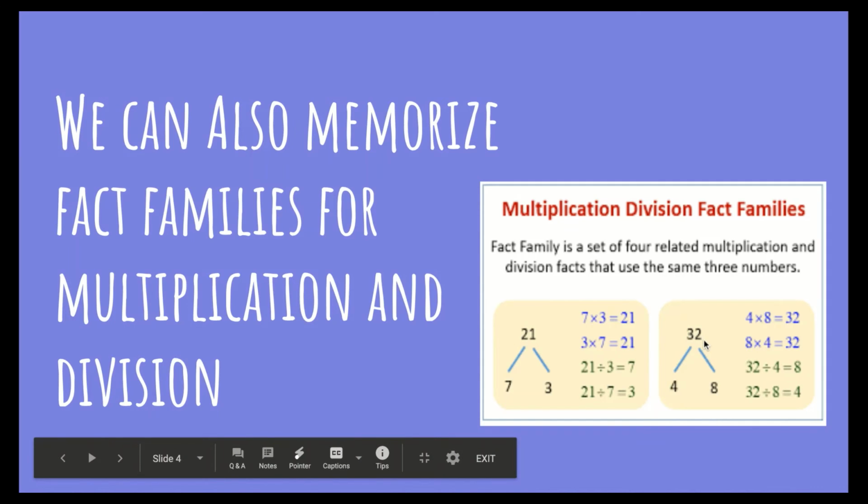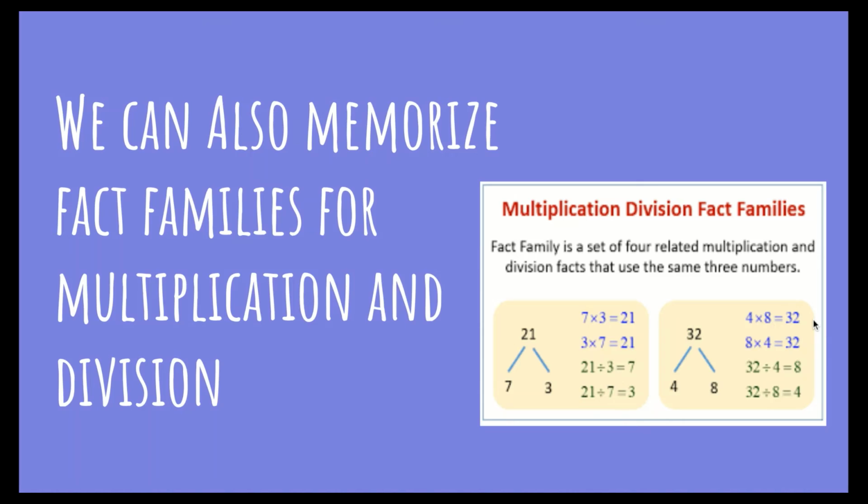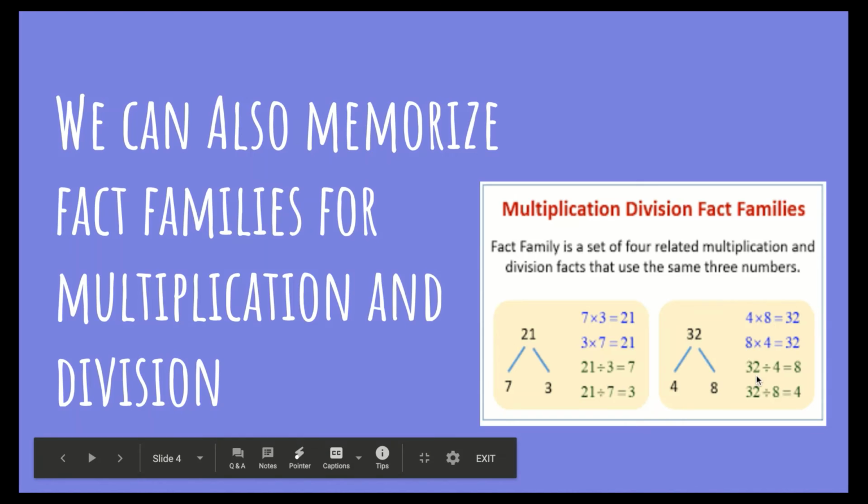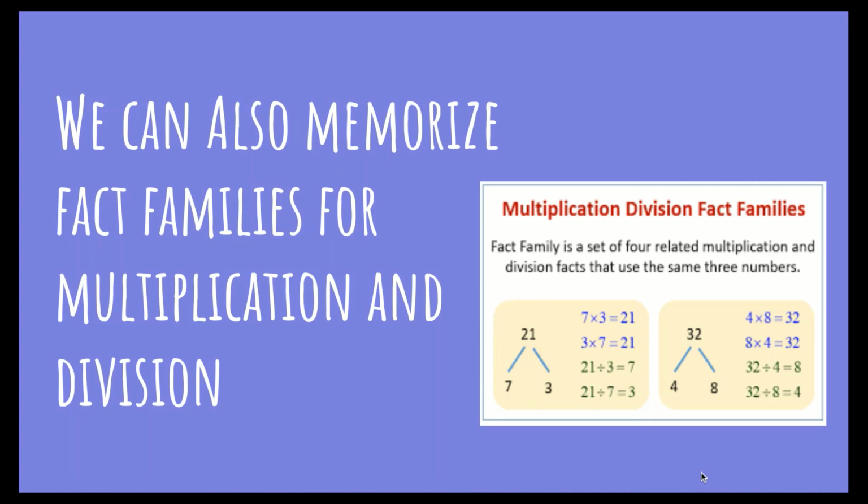In the second example, we have these three numbers, 32, 4, and 8. Well, 4 times 8 is 32. 8 times 4 equals 32. And vice versa. 32 divided by 4 is 8. 32 divided by 8 is 4. Okay, and you can verify that by plugging into your calculator. So those are easy ones. Again, like I said, it's helpful to memorize fact families, so I highly encourage you to do that.